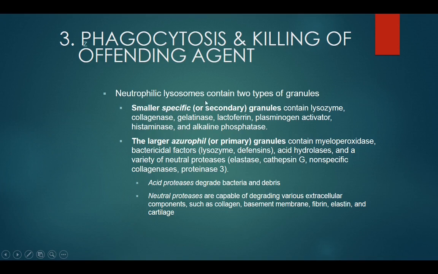Neutrophilic lysosomes contain 2 types of granules, specific and the larger azurophilic granules. Specific, the smaller one, also called secondary granules, contain lysozyme, collagenase, gelatinase, lactoferrin, plasminogen activator, histamine, and alkaline phosphatase.